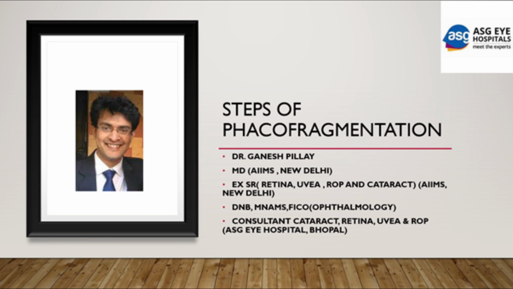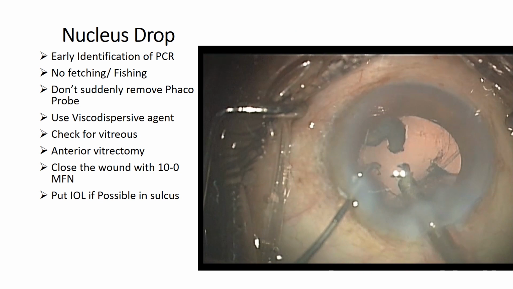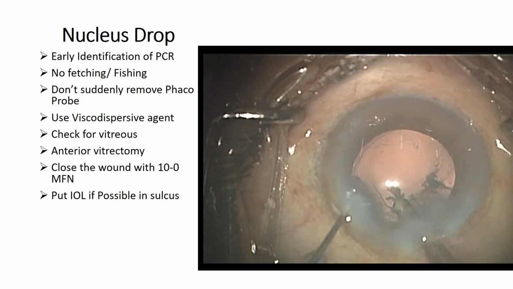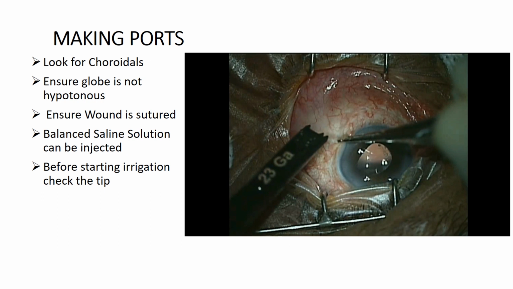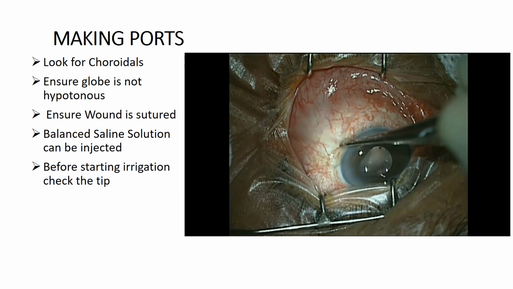PCI during cataract surgery can be a nightmare. We'll be discussing the steps of phacofragmentation post a nucleus drop. Whenever a nucleus drop happens, make sure you do a good anterior vitrectomy and put an IOL if possible.